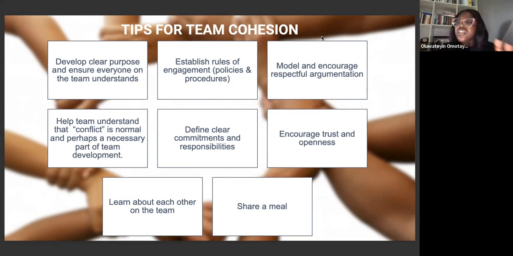You should also establish rules of engagement, our policies, our procedures, how we do what we do. What are the boundaries that we must abide by? What are the things that we can't do as a team? Remember, we're a team. And so nobody can go on their own journey, okay? You must also, as a leader, model and encourage respectful argumentation.